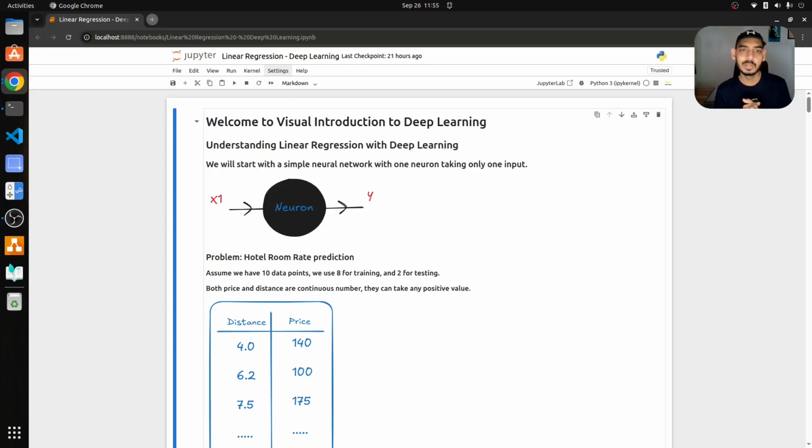In this video, we'll be continuing with our series on Visual Introduction to Deep Learning. And in this specific video, we'll be talking about how to build a neural network with linear regression. So we'll start off with a simple neural network as mentioned here, with one neuron taking only one input, which will generate one response, which is Y.